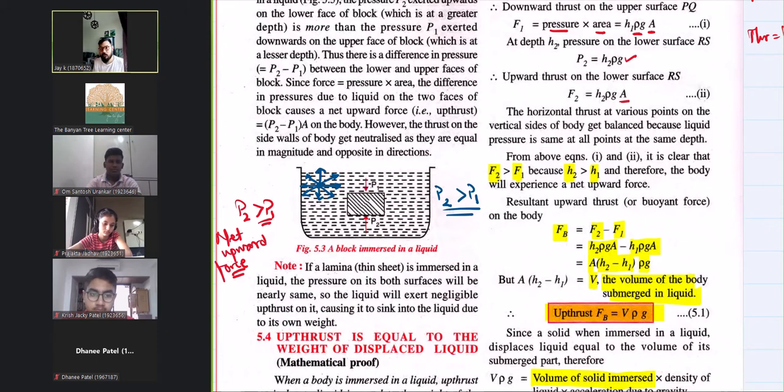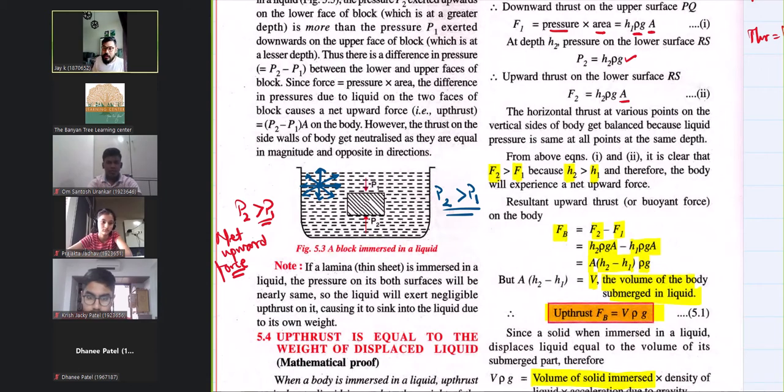So the upward force on the lower surface will be greater than the downward force on the upper surface. Did you understand? The upward force on the lower surface is greater than the downward force on the upper surface. Since P2 is greater than P1, the right, left and oblique direction forces will all cancel out each other, but the vertical forces will not cancel out. So the net force will remain.